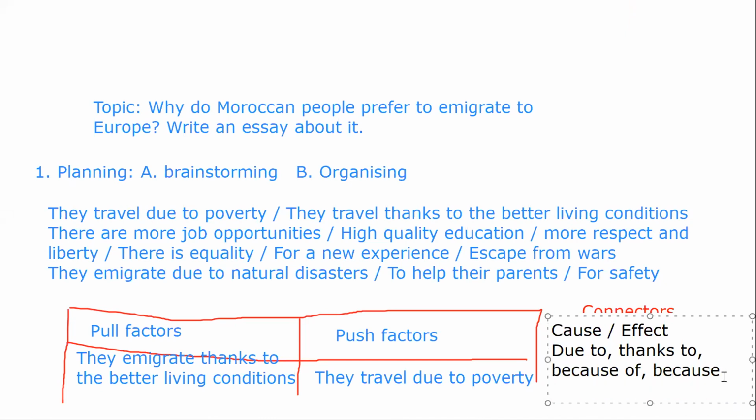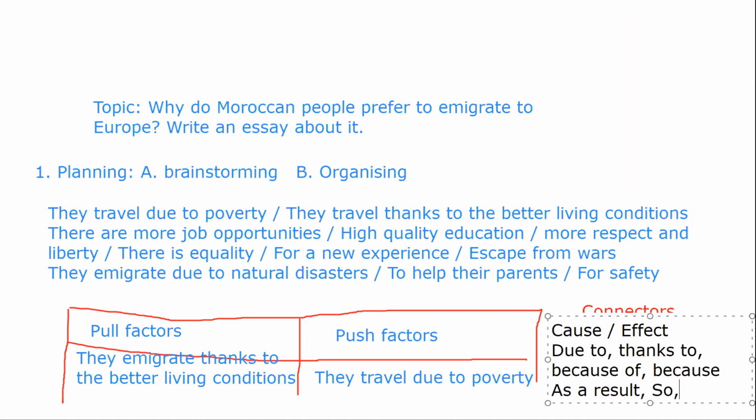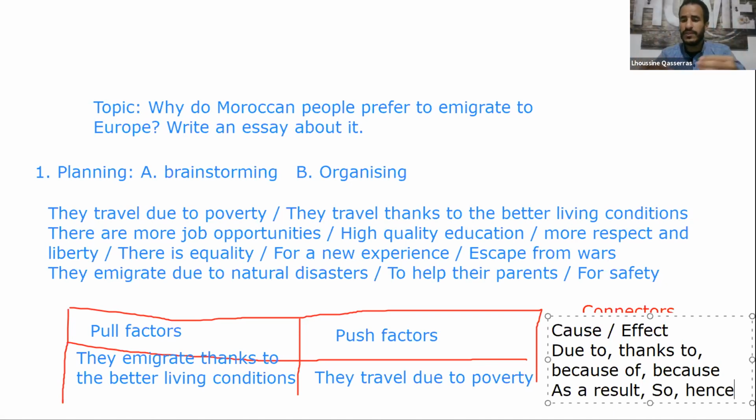What are the connectors? As a result. Consequently. As a consequence. Or so. So that. Yeah, or hence. Hence. Therefore. Good. And if you would like to clarify more, you can put them into context. Due to poverty, they travel, they immigrate, etc.